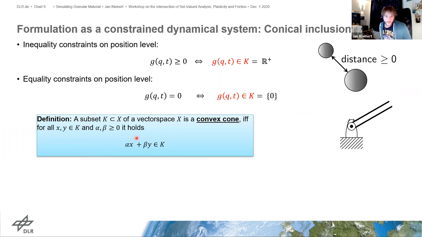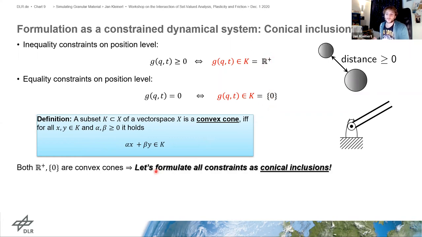So any subset of a vector space that is closed with respect to positive linear combinations is called a convex cone. And you will notice that both sets that I introduced here are convex cones. So here's an idea. Why don't you just formulate all constraints on the system as conical inclusions?